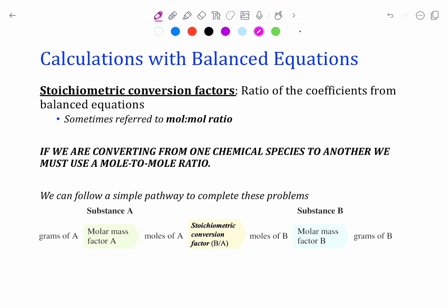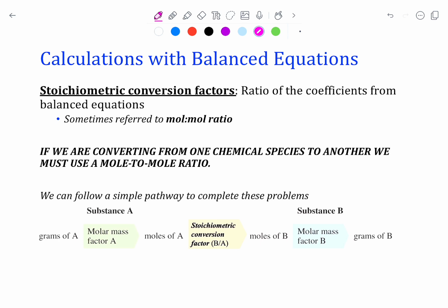If we are converting from one chemical species to another chemical species, we must use a mole-to-mole ratio. There is no other way to convert between two different chemical species. There is no equivalency between them besides the mole-to-mole ratio, which we get from a balanced chemical equation. So if you ever see us converting from one chemical species to another, it means we have to use a mole-to-mole ratio.